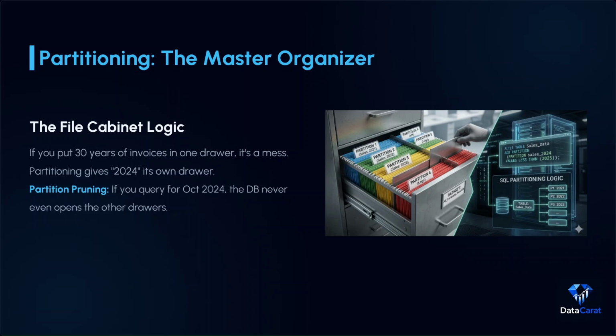The magic here is partition pruning. If your SQL query specifies where year is equal to 2024, the database engine prunes or ignores the other years completely. It never even touches the data, which saves a lot of CPU and memory for every query of ours.